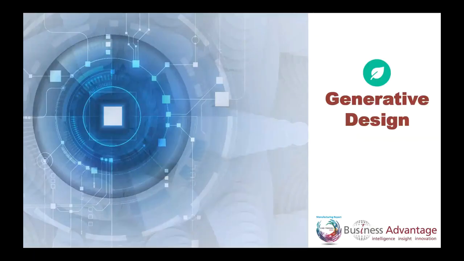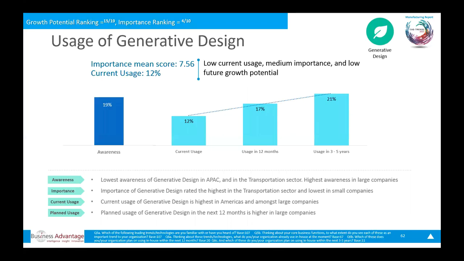Next, we're looking at generative design in a little more detail. Again, we define generative design as the use of software to generate optimum forms for products based on design parameters. Although usage is currently low at 12%, in 3 to 5 years, 21% are expected to make use of generative design solutions. In the next 12 months, it's the larger companies that are likely to adopt generative design.